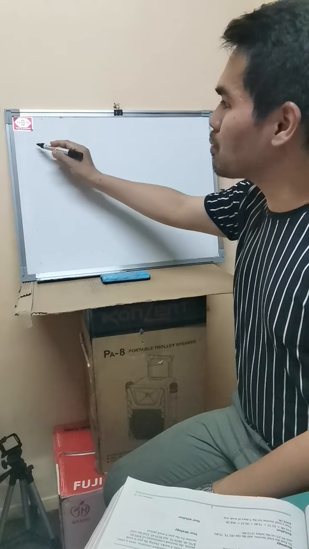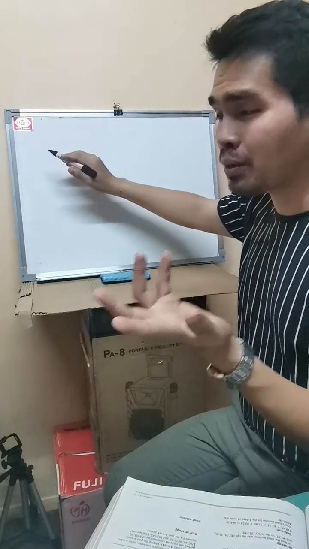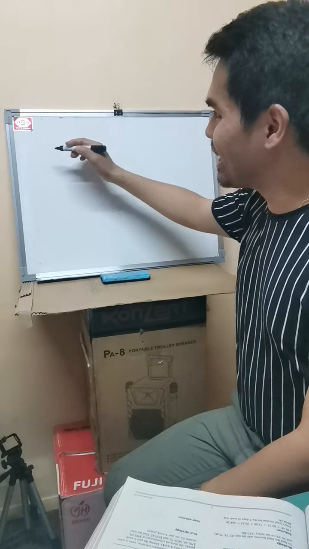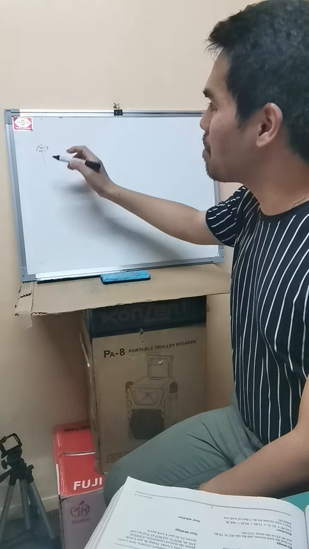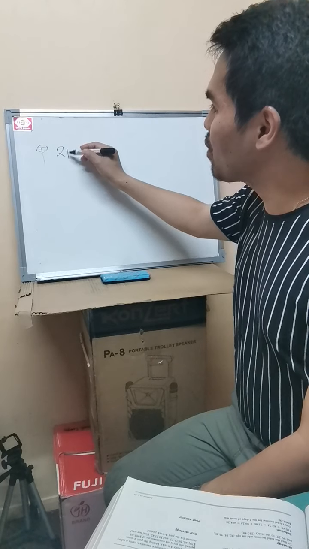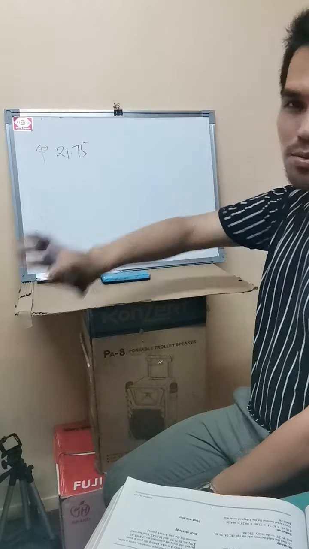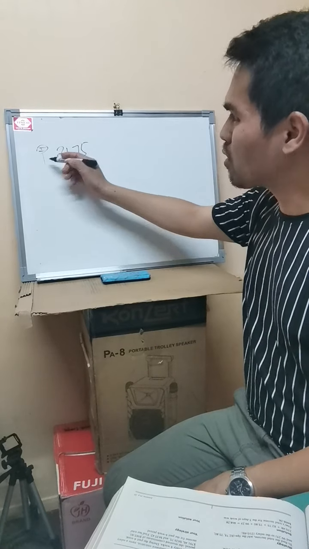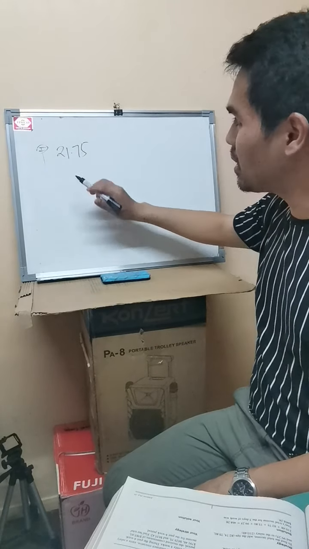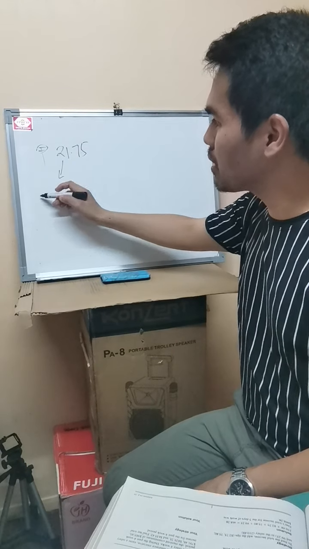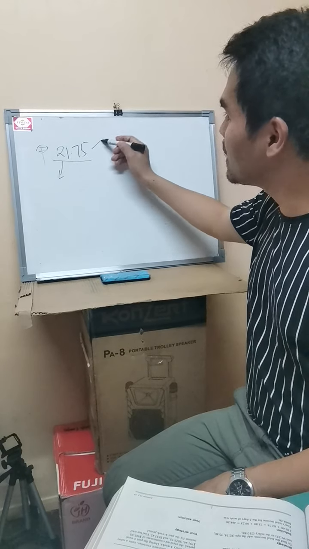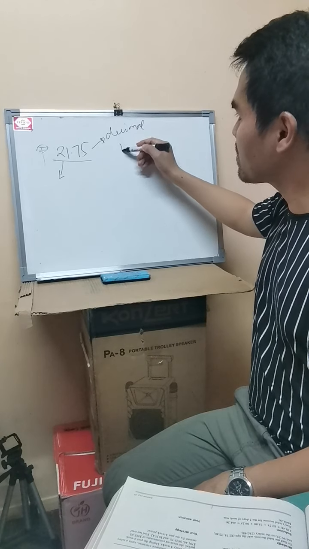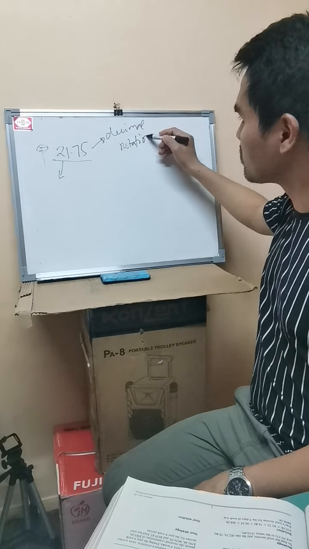So let's say for example, we will do a purchase in a super mall or convenience store, and then you will see a price of, for example, 221.75 pesos. So you notice here, of course the peso sign is our symbol. This part as a whole is called decimal notation.